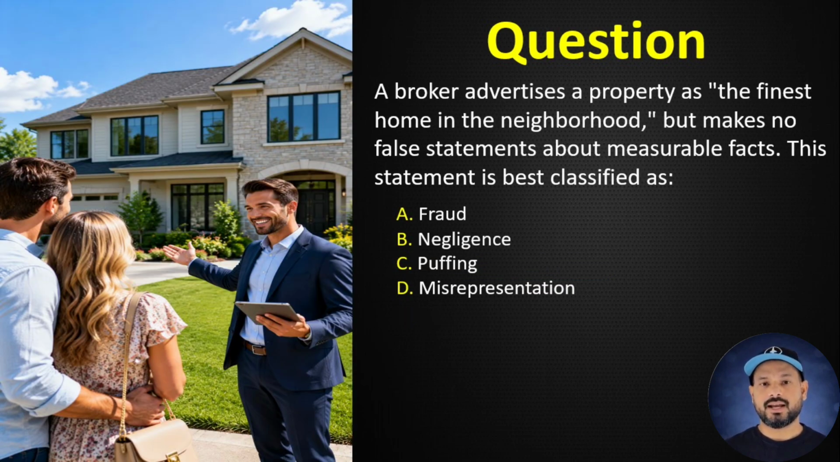Question number 29. A broker advertises a property as the finest home in the neighborhood, but makes no false statements about measurable facts. This statement is best classified as: A. Fraud, B. Negligence, C. Puffing, D. Misrepresentation. Correct answer C. Puffing. Puffing consists of opinions or exaggerations that are not considered factual claims.